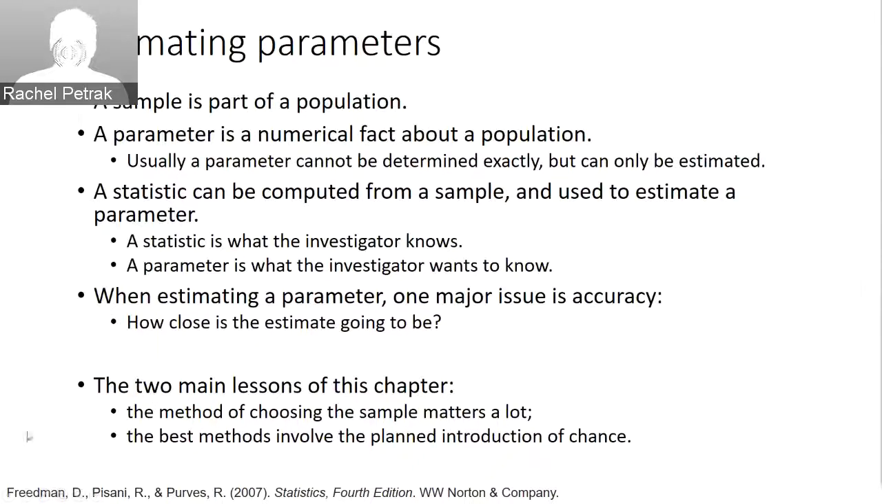So we have to think about what's happening when we're sampling and how it affects our estimations of parameters. The two main lessons here are that the method of choosing the sample matters a lot. Your sampling methodology is really incredibly important. And the best methods involve the planned introduction of chance, or randomization, is another way to conceptualize chance.